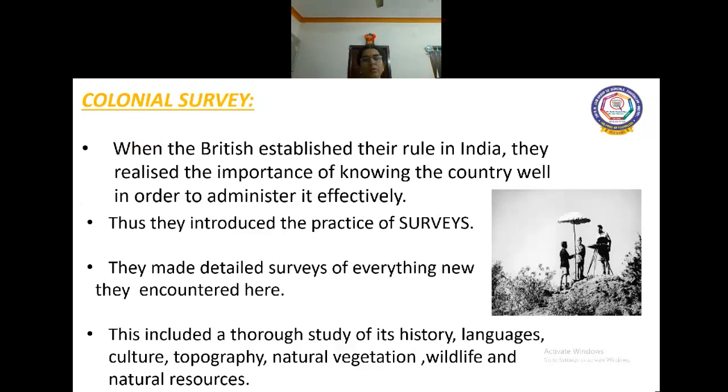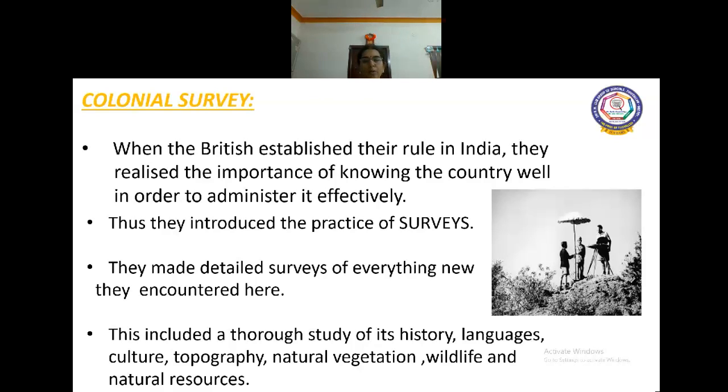See, what is this colonial survey? When the British established their rule in India, they realized the importance of knowing the country well in order to administer it effectively. So they wanted to know about our country to administer it effectively. Thus, they introduced the practice of survey, that is, getting the detailed information about everything in the country. They made detailed surveys of everything new they encountered here.